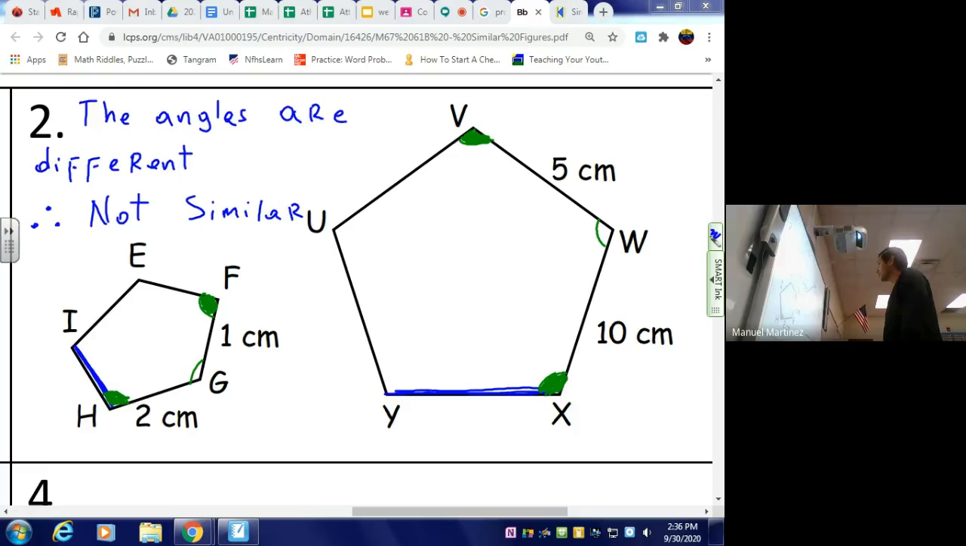That's all we do. And notice how this is a regular pentagon. The big one is a regular pentagon. All the angles and all the sides are the same. Well, not according to the numbers they're giving us, but it looks like a regular pentagon. And then this is not regular, okay? And the figures need to be the same shape. And they have a difference in shape.